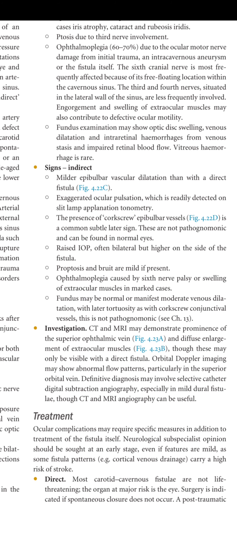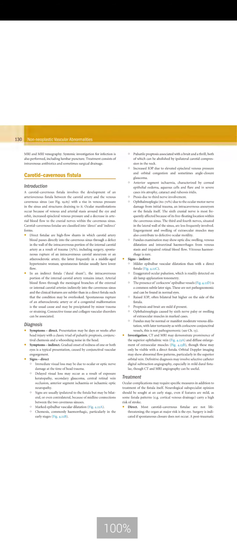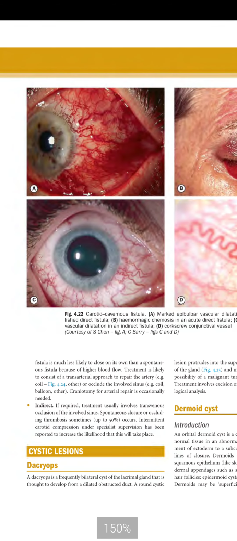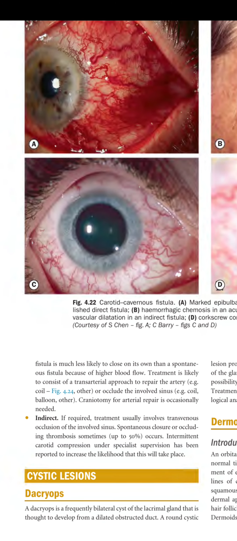So, what happens in a direct fistula? Most carotid cavernous fistulas are not life threatening. The organ at major risk is the eye. Surgery is indicated if spontaneous closure does not occur. A post-traumatic fistula is much less likely to close on its own than a spontaneous fistula because of the higher blood flow. So if the fistula is due to trauma, it is unlikely that it is going to close on its own. So you have to treat it.